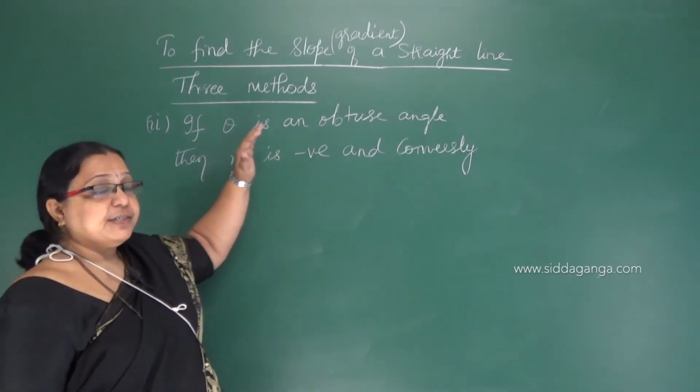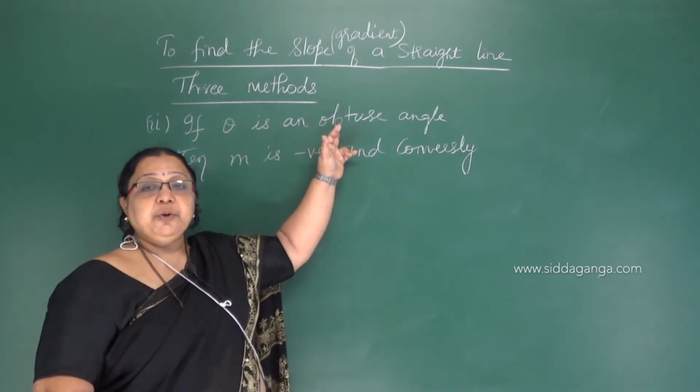The angle made by that line with positive x-axis is an obtuse angle.